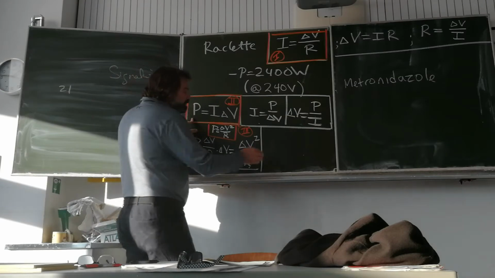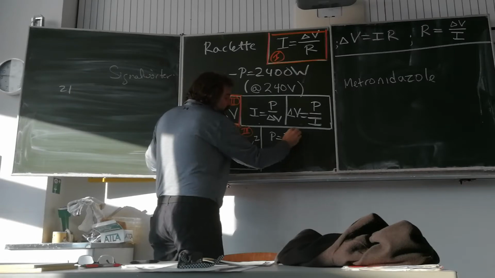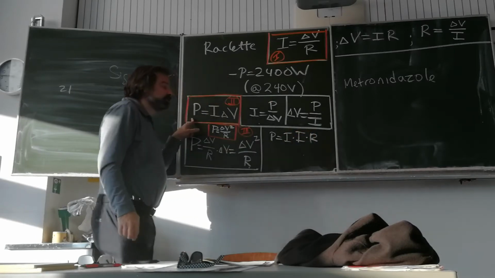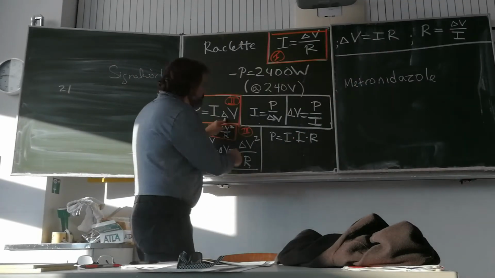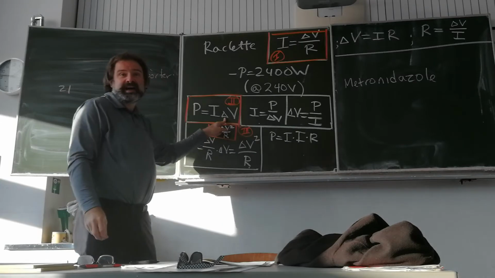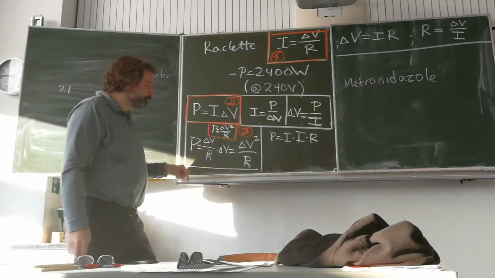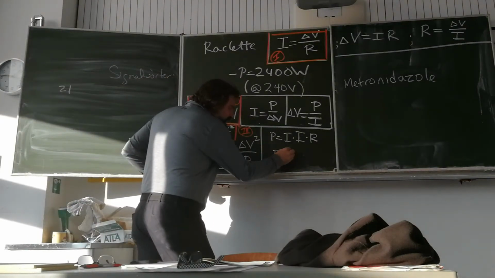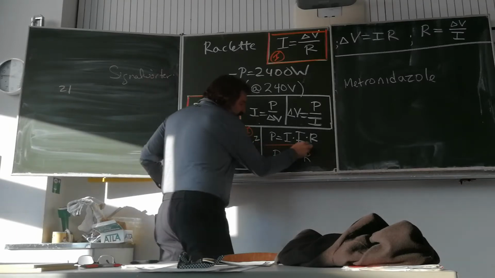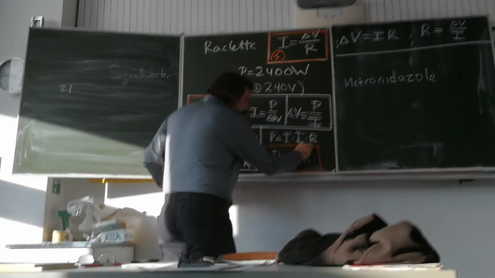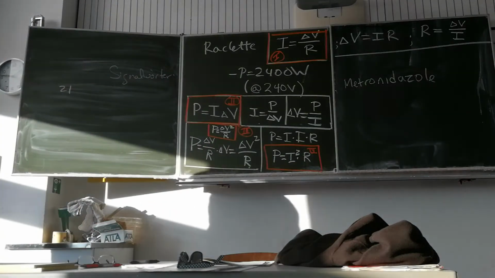So we could say P equals I times I times R. Why? Because we took delta V, which is IR, and we substituted it in right there, and now we got P equals I times I times R. Can you say I squared? Then we have P equals I squared times R. And then we can box that and use Roman numeral 4 and feel special about us being good at algebra, physics, and life.